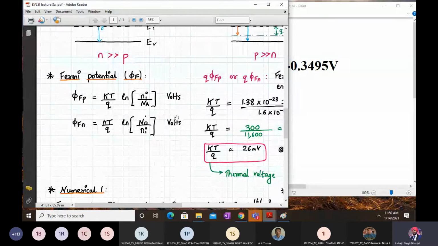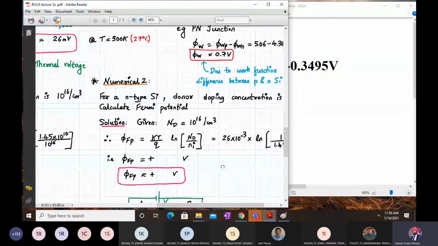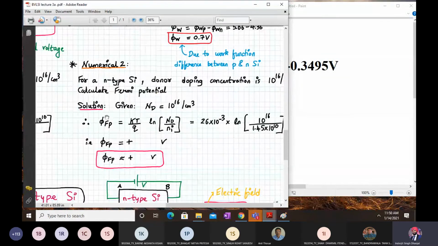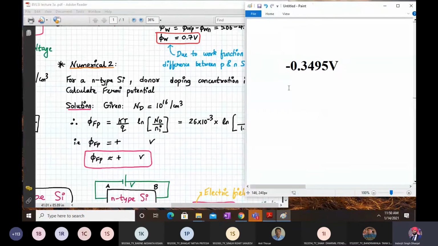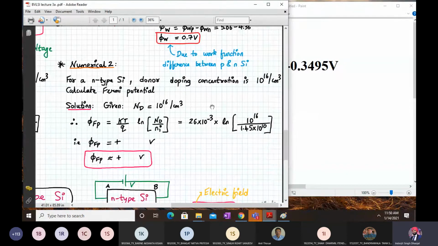It is kT by q natural log of Nd upon Ni. Pardon this small error, it is phi Fn. So what is phi Fn? kT by q natural log of Nd upon Ni. Please calculate this number. Ni value we already know. So just type the value in the meeting chat.